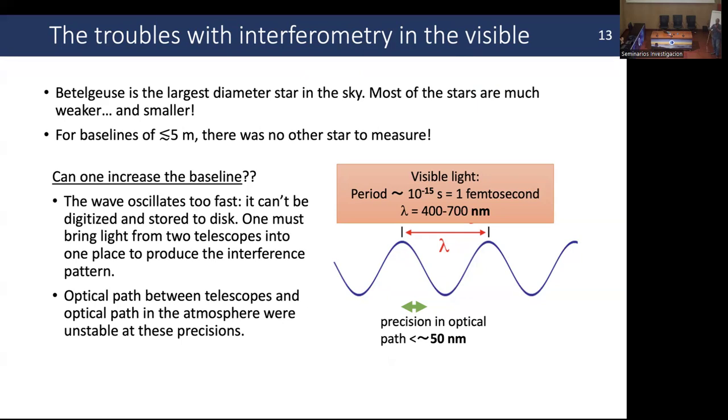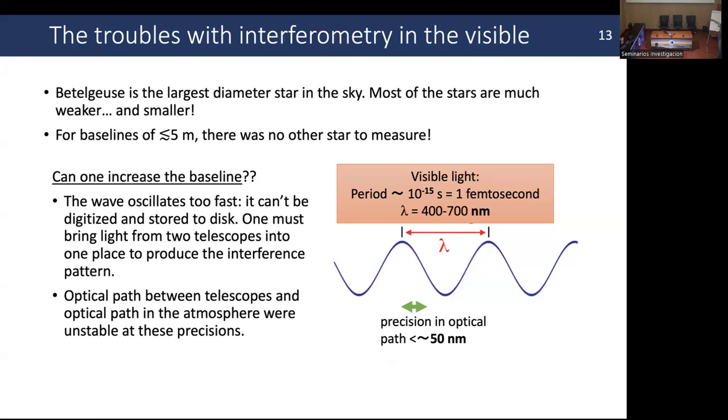A light wave oscillates in less than 1 picosecond. You have a period here. You see 1 femtosecond for visible wavelengths or so. So that's the typical period. You cannot digitize that, right? 1 femtosecond digitization is impossible.